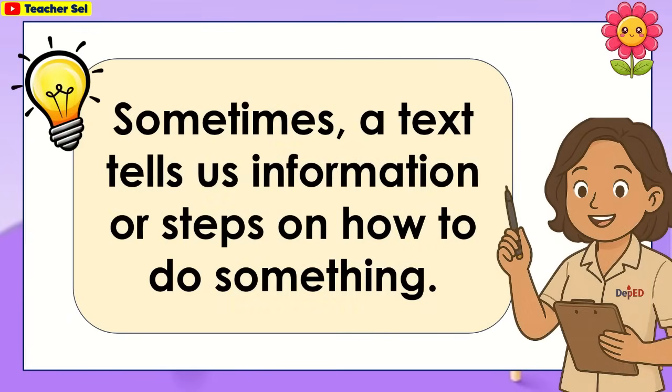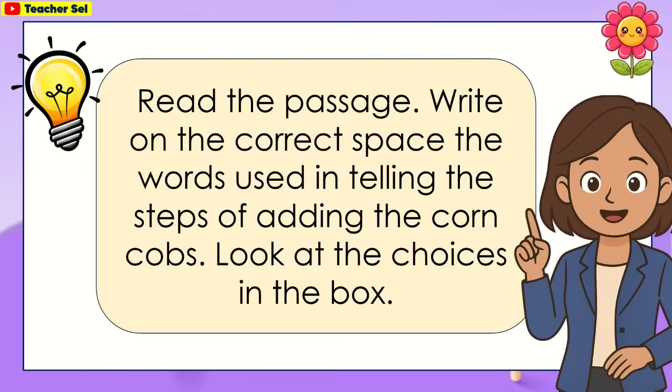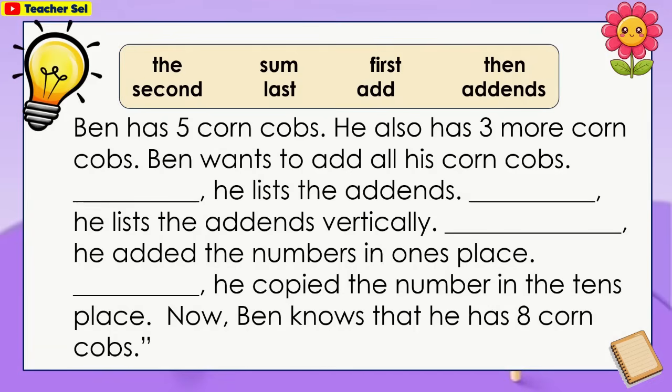Sometimes a text tells us information or steps on how to do something. Read the passage. Write on the correct space the words used in telling the steps of adding the corn cobs. Look at the choices in the box. For the choices, we have the, sum, first, then, second, last, add, addends.